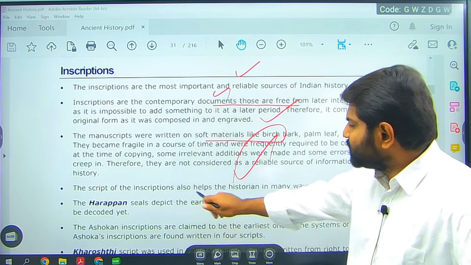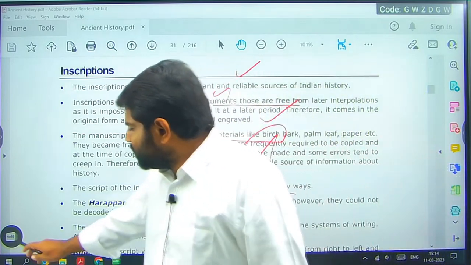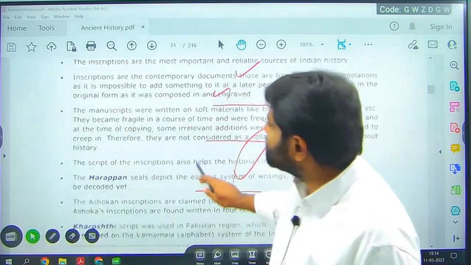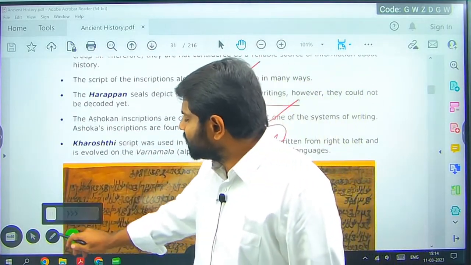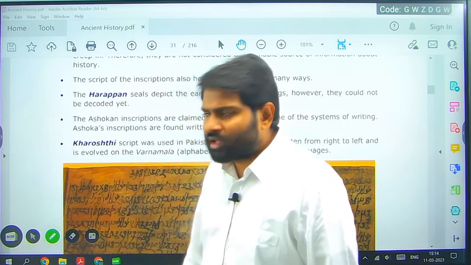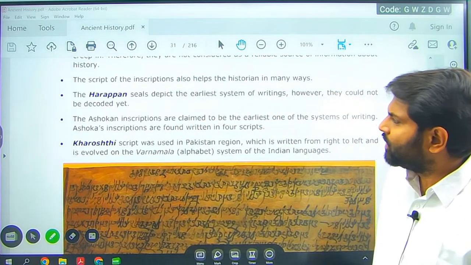The script of inscriptions also helps historians in many ways. If you see, we call Harappan history, Indus Valley civilization, a proto-history because we have the script, but we couldn't decipher the script. We call it Boustrophedon, we call it Indus script, we call it Harappan script.